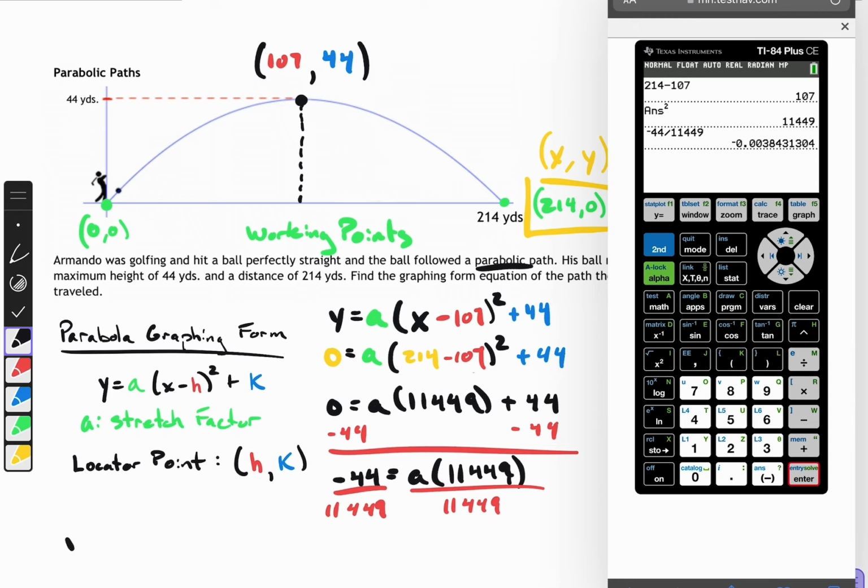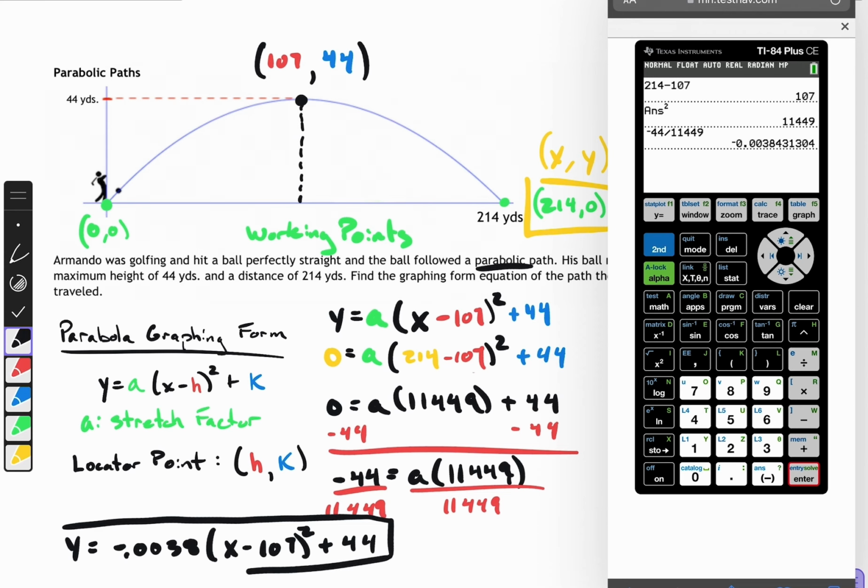So you can finish your equation. Y equals negative 0.0038. I'd like to go out to 4 decimals in this scenario because I got 2 zeros in the front. Times X minus 107 quantity squared plus 44. And that is your graphing form equation that creates this path.